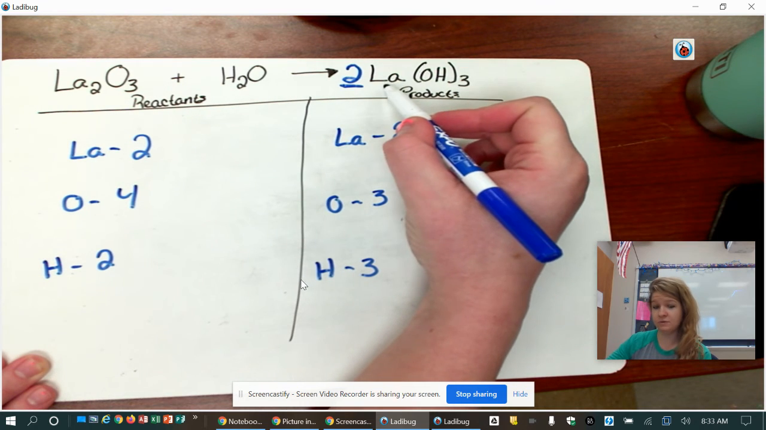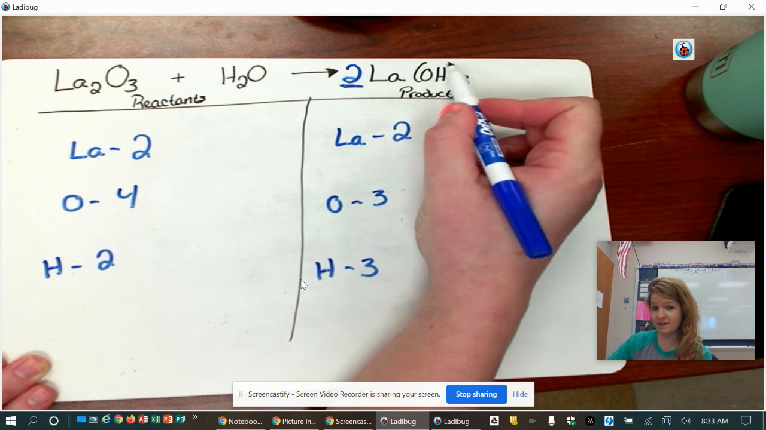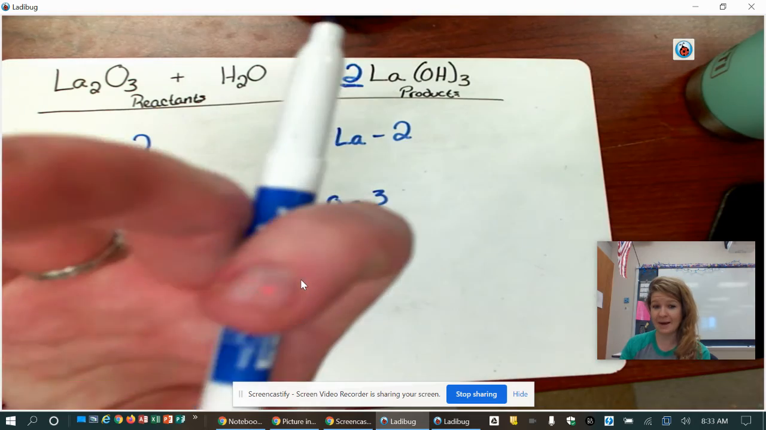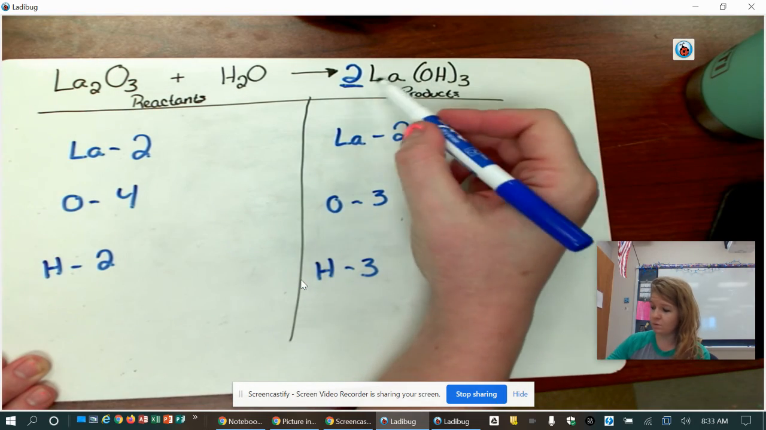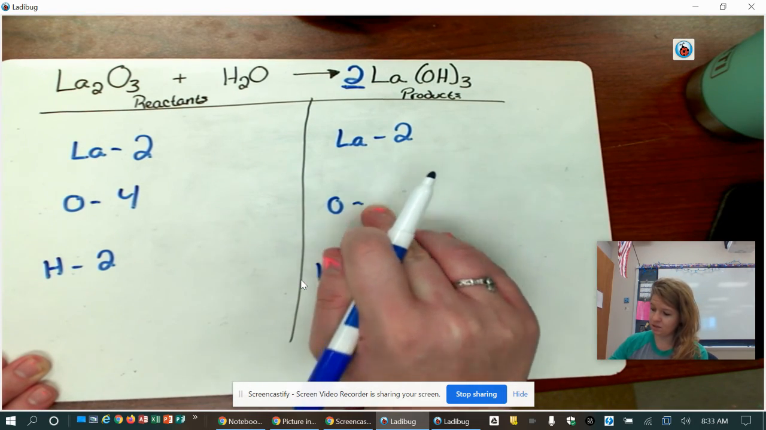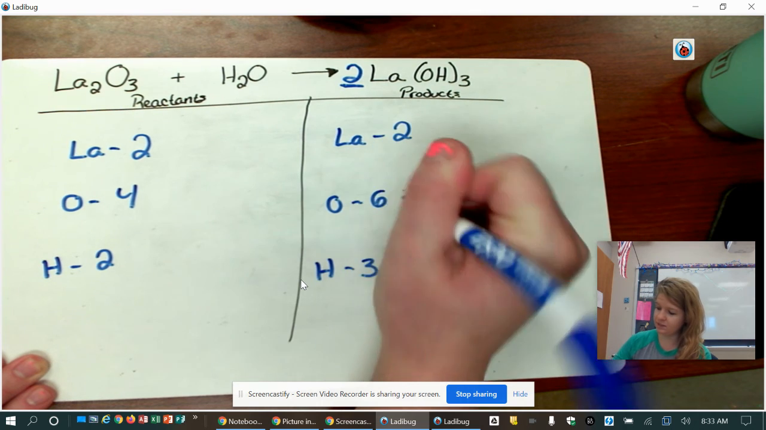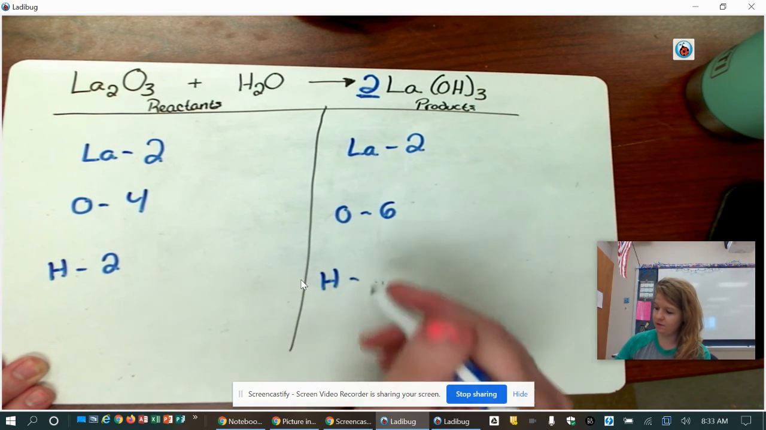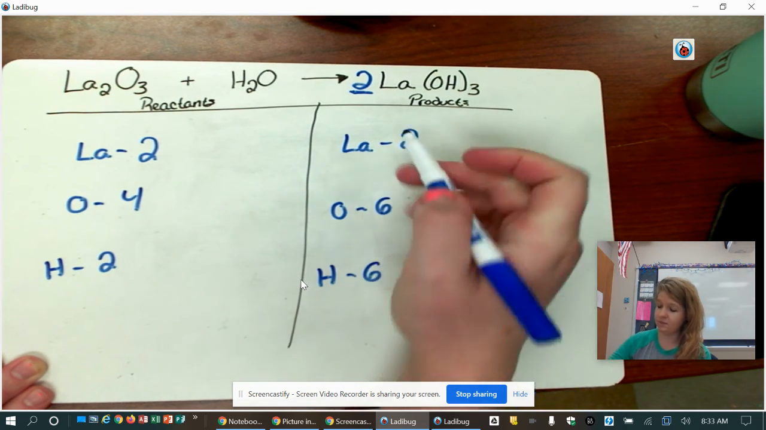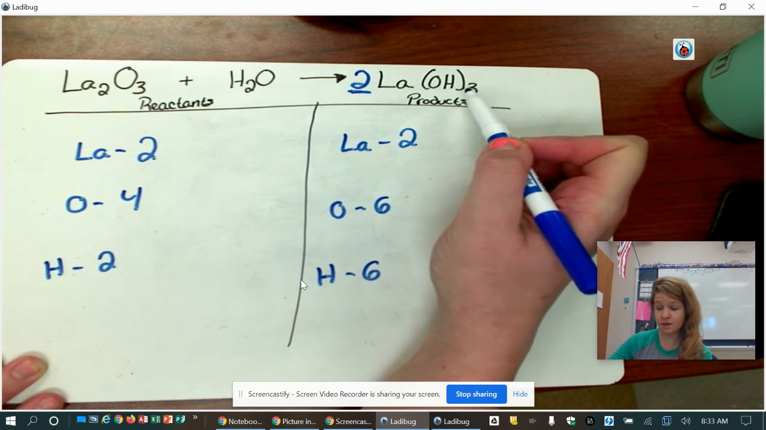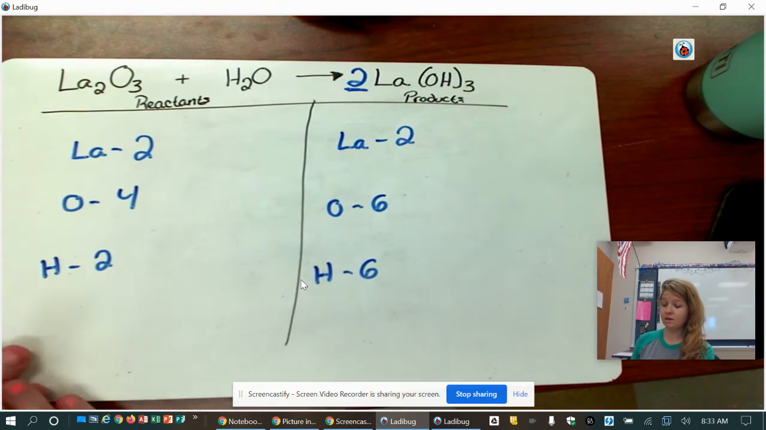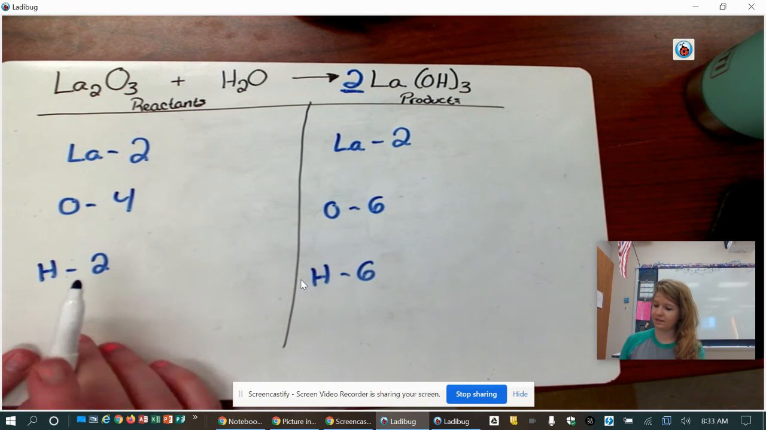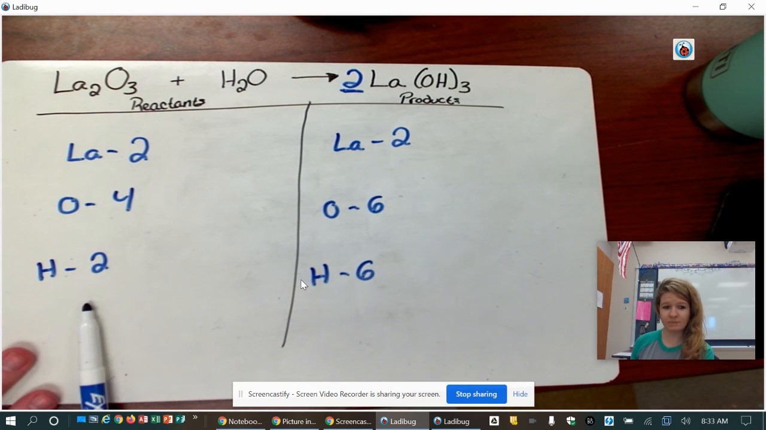But if I have 2 of the front, I have to have 2 of the back because these are all bonded together. So we multiply these. So we have 6 and we have 6 because that 2 times 3 gives us 6 of these. Now over here, I look and I try to see, okay, I'm going to try to balance my hydrogens. I have 2 hydrogens over here. I have 6 over here.